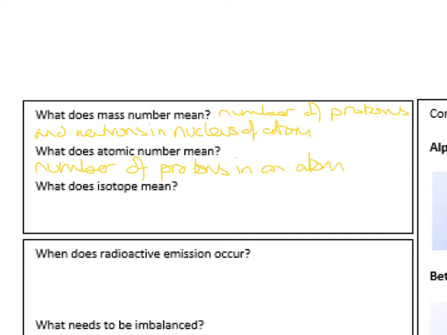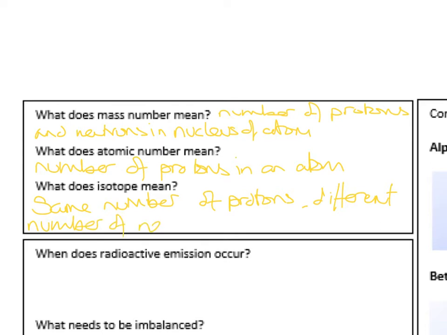Okay, what does isotope mean? Okay, so basically same number of protons and a different number of neutrons.